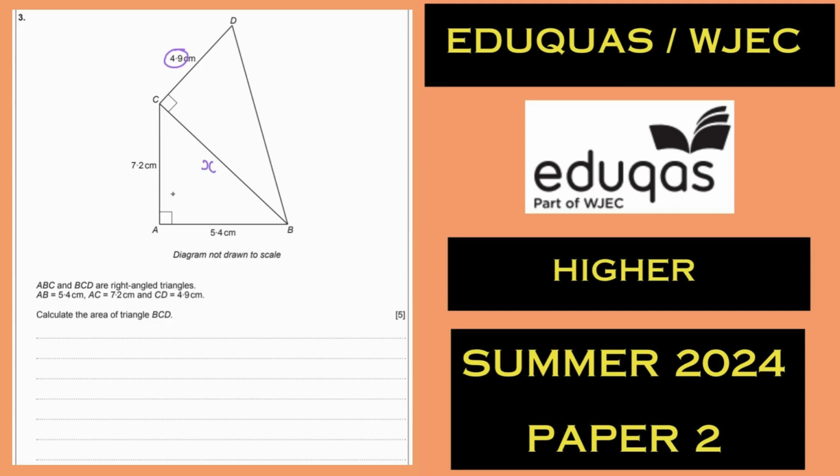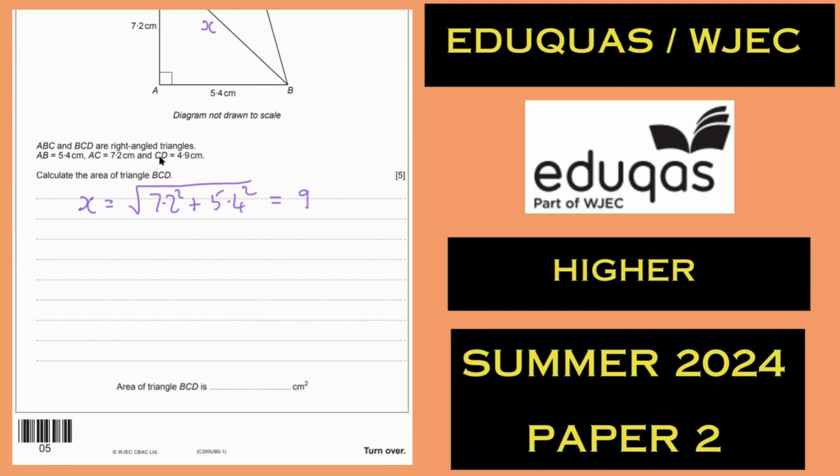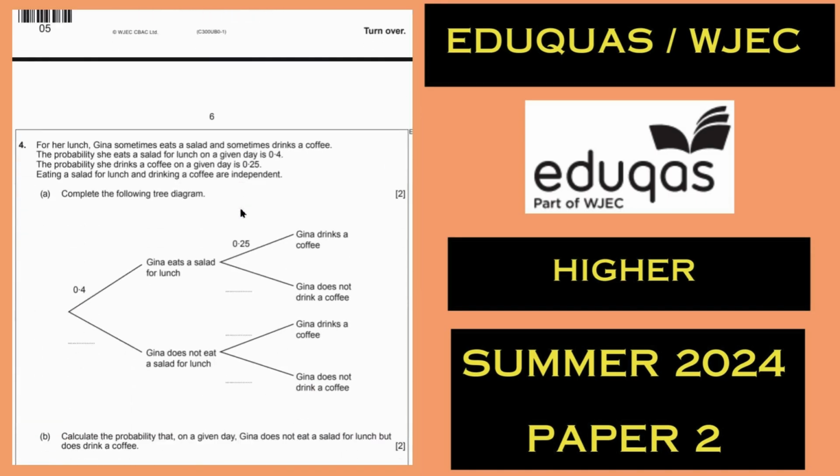Onto your first triangle, it's Pythagoras. X is on the hypotenuse, so we're going to need to square root the sum of the two shorter sides squared and added, and as if by magic, it comes out at a nice number, 9. And now you can just do half base times height. The area of the top triangle, a half, times the base, times the height of 4.9, and you've got your 22.05, and you move on.